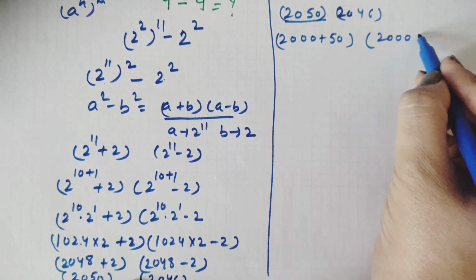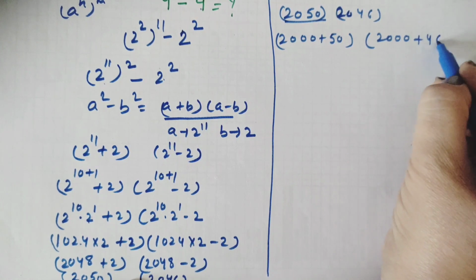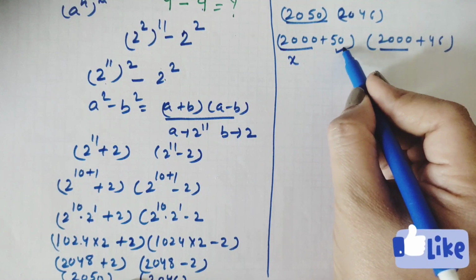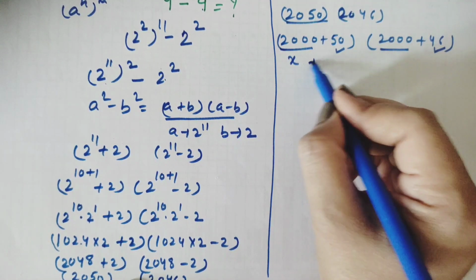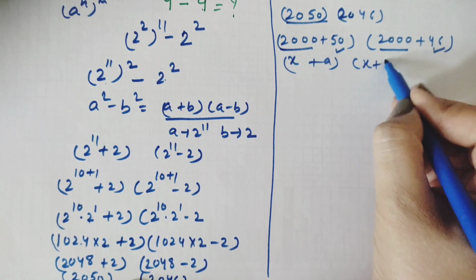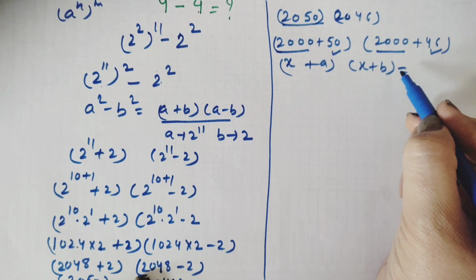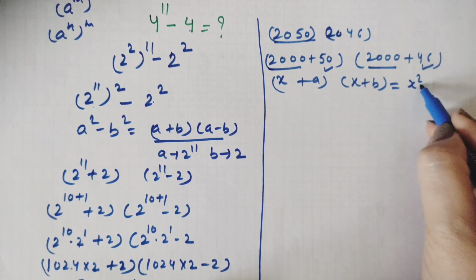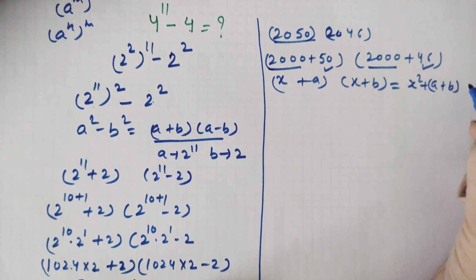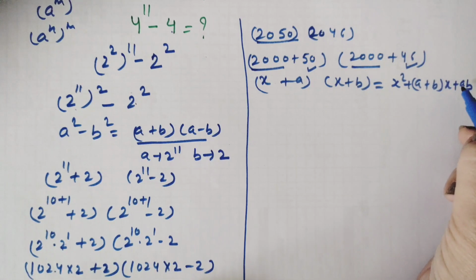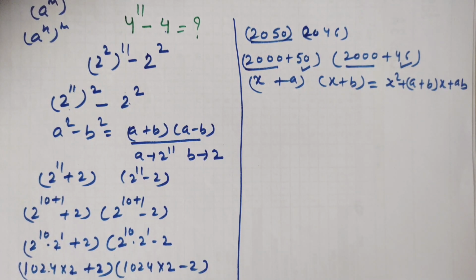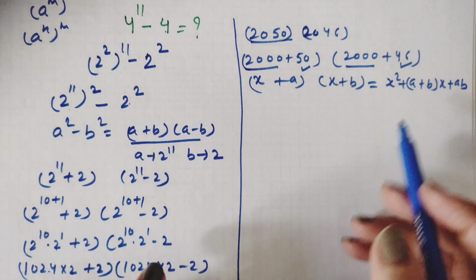Now you can see x and x are the same. This is x, and 50 and 46 are a and b: x plus a and x plus b. This identity we have already learned in earlier classes. So x plus a and x plus b is equal to x square plus a plus b times x plus ab. You have already learned this in class 8th also.